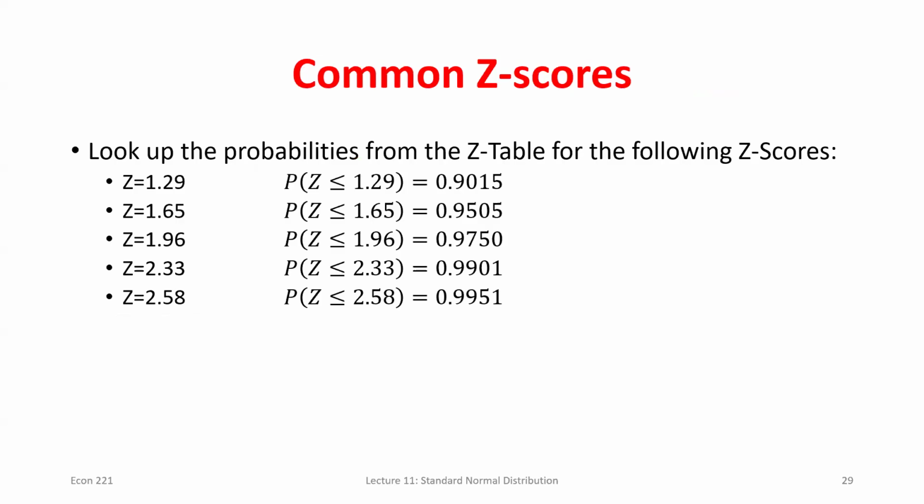So just to mention some of the common z-scores that we'll start seeing pop up, especially once we get to hypothesis testing and confidence intervals, are the corresponding z-values, right? The reason why is because you can start to think about, well, what's the probability I see something less than 1.29 standard deviations above or below?